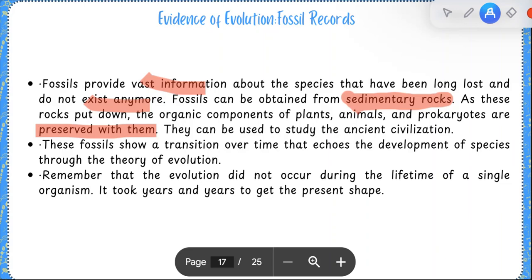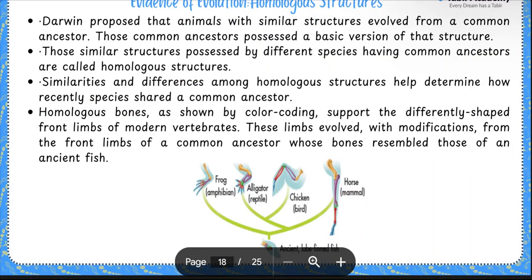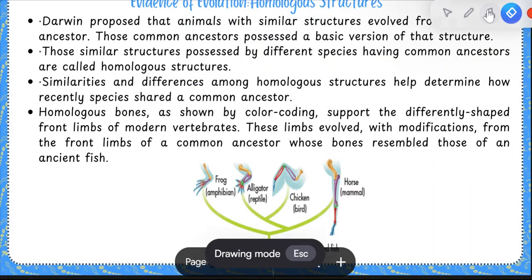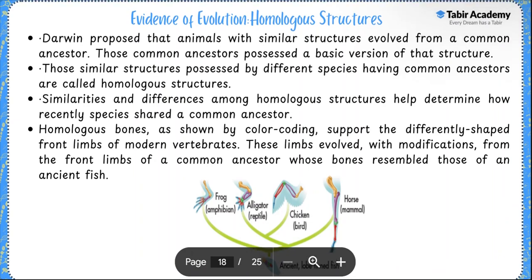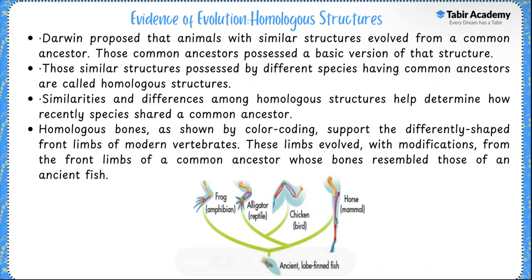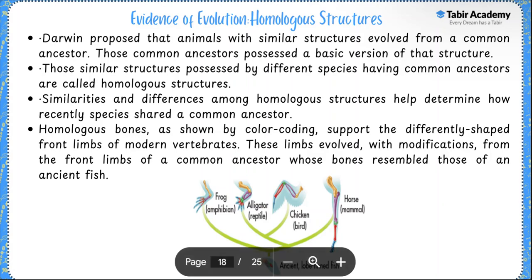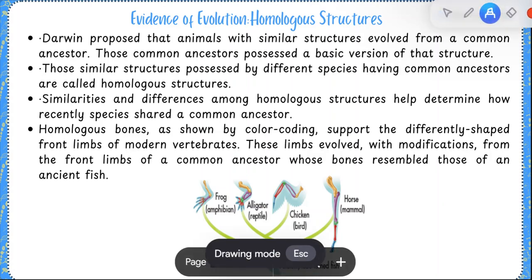So we will first study homologous structures. Darwin proposed that animals have similar structures that evolved from a common ancestor. These common ancestors possessed a basic version of that structure, which over time evolved similarly in different species. So similar structures possessed by different species having common ancestors are called homologous structures.